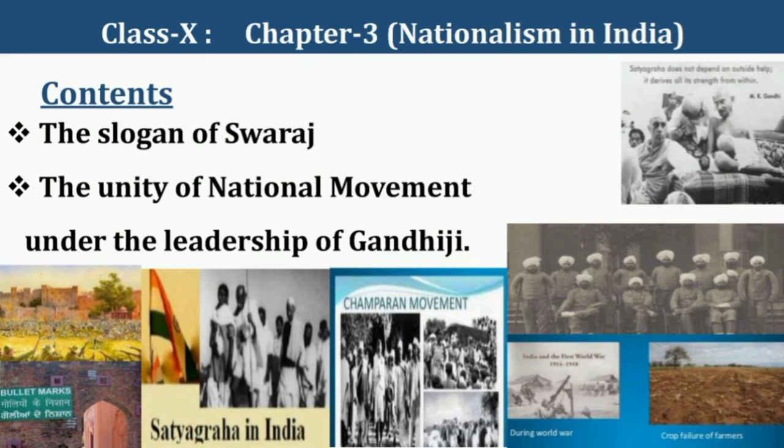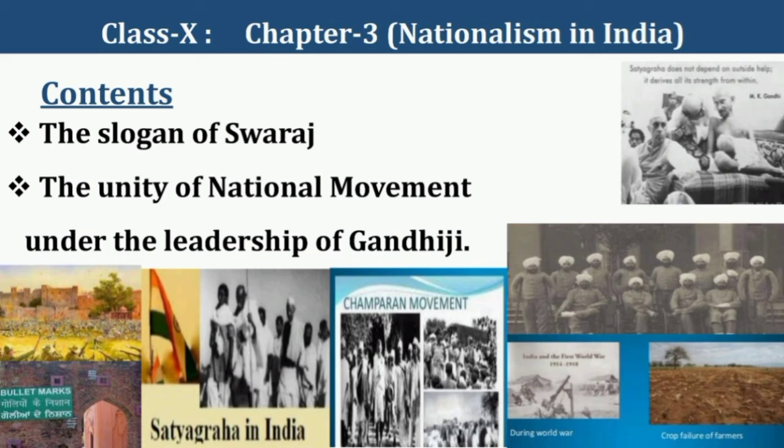Then Gandhiji also incorporated some social reform movements. We know that Indian society was suffering from some very bad social evils like the parda system, marriage of children at a very small age, and widow remarriage was not there. So he incorporated these reform movements also in the national movement.